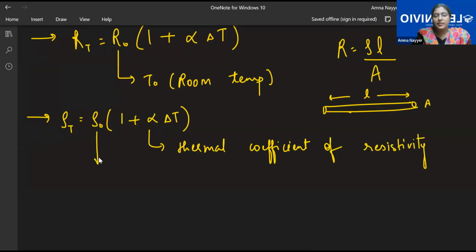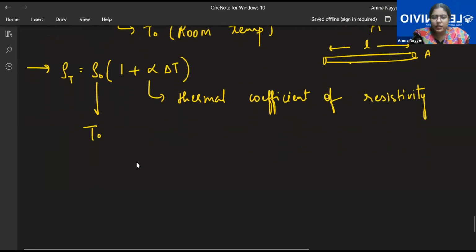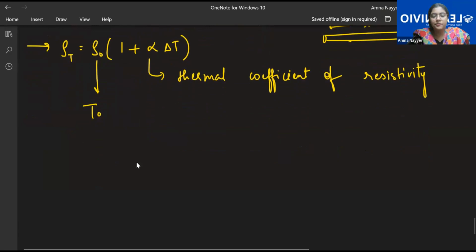Rho naught is the resistivity at a temperature T naught. T naught is again the room temperature, and rho T is the resistivity at any temperature. Okay, this is your resistivity. This is your resistance. So very similar. You don't have to remember anything else here.